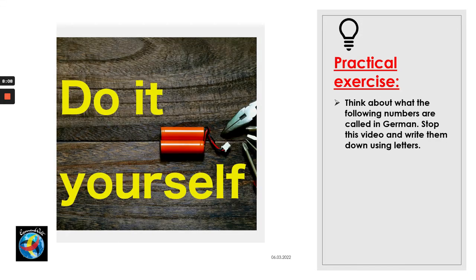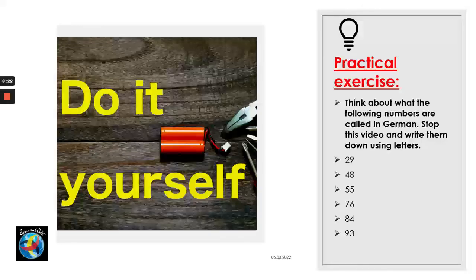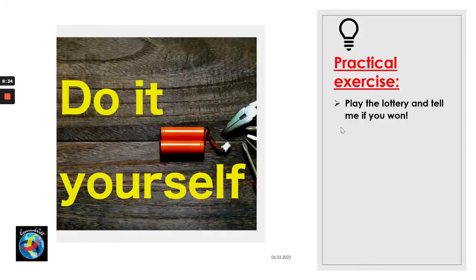So the numbers for you today are 29, 48, 55, 60, 76, 84, and 93. Do that. Afterwards, you can continue watching this video to find out the results, the right way to write these numbers down.